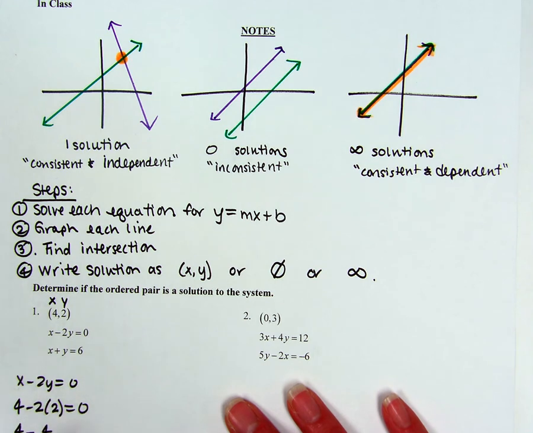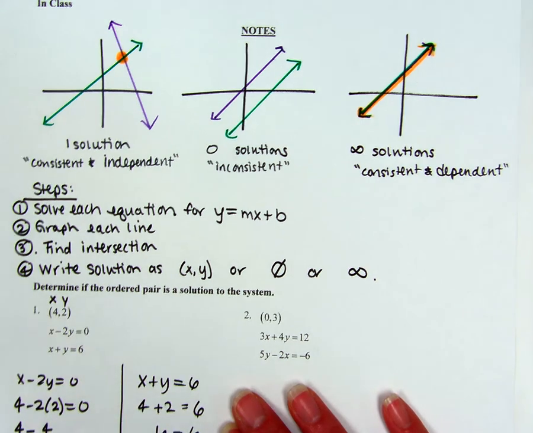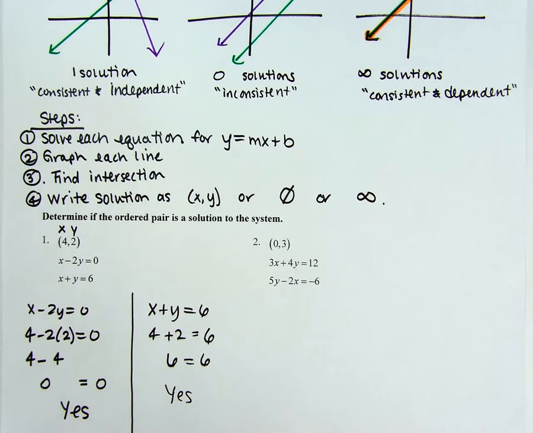And that is true. Then I have to test it in the second equation. So 4 plus 2 equals 6. 4 plus 2 really does equal 6. And so this is true as well. So since it's true and it's a solution to both equations, then it's a solution to the entire system. So the answer is yes.